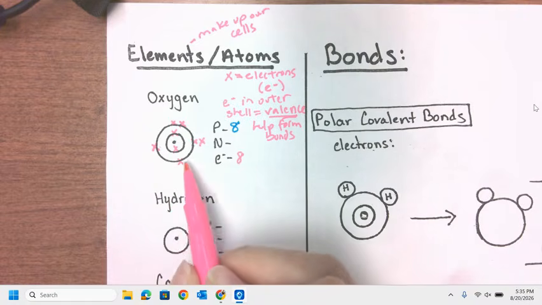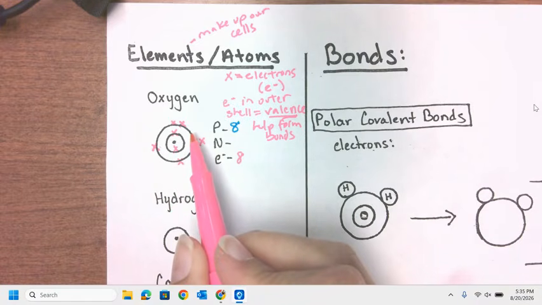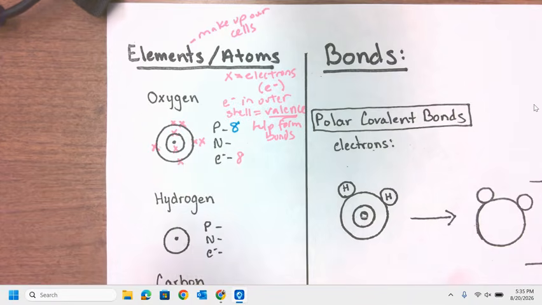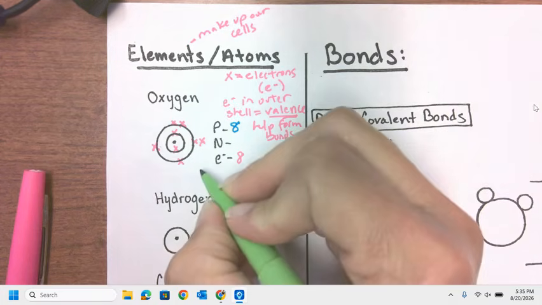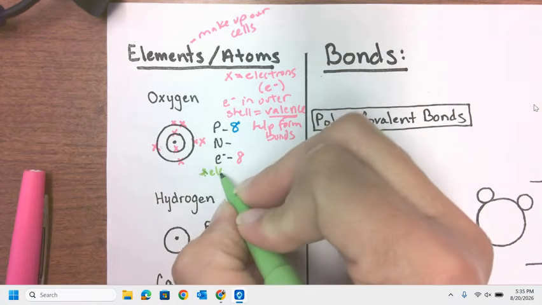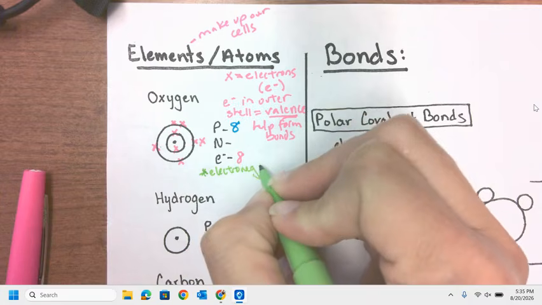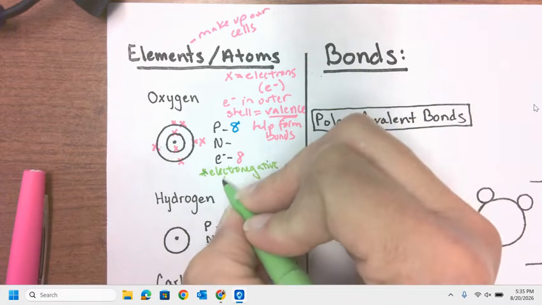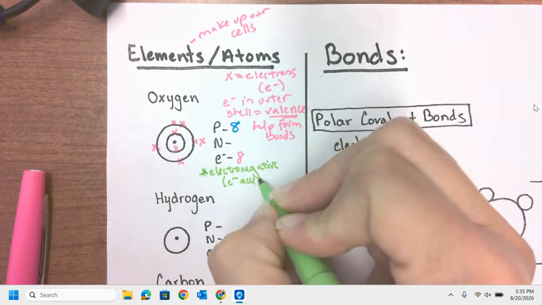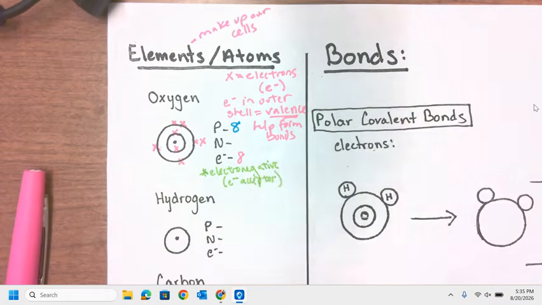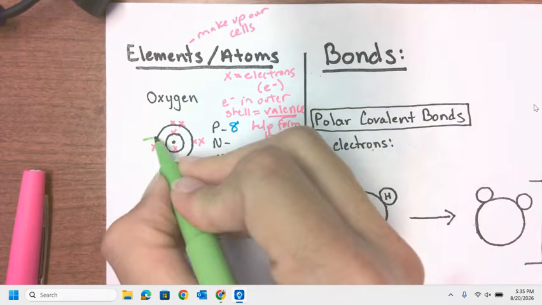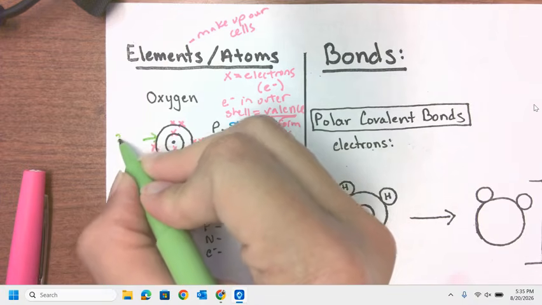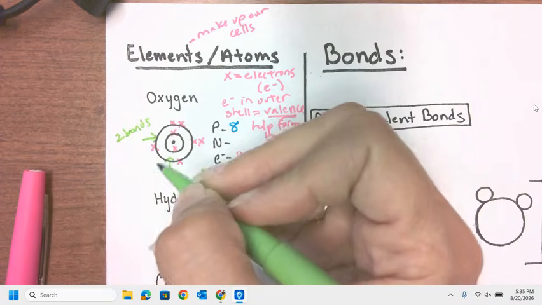The outer shell of oxygen wants 8 electrons to fill up its outer shell. So 8 electrons is a full outer shell, okay? So it's electronegative, okay? Which means it is an electron acceptor because it wants to fill out its outer valence shell with 8 electrons, okay? So really, oxygen really easily forms 2 bonds, okay?